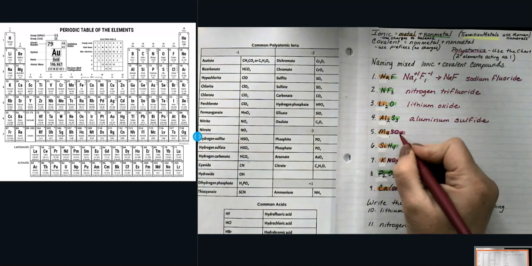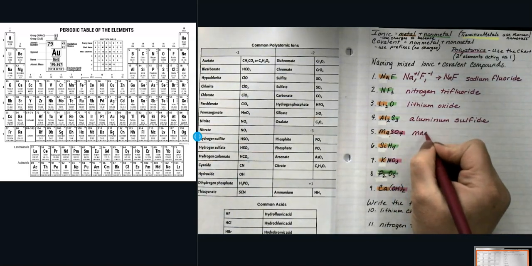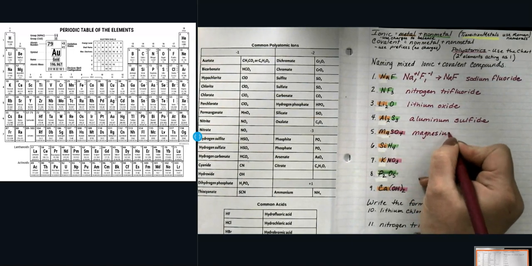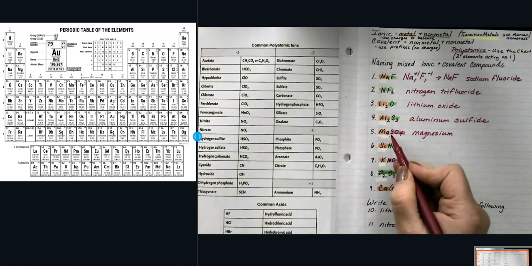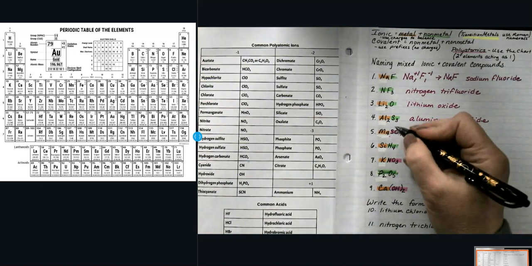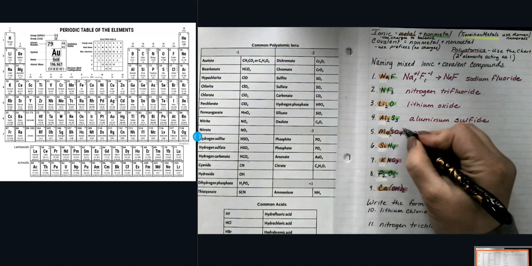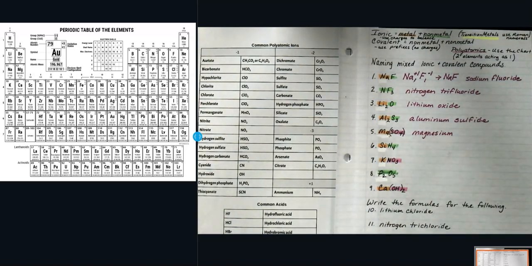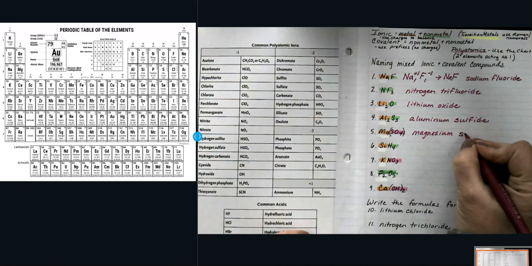Here we have magnesium. But remember, I told you to watch. If you have 2 or more capital letters together, that means that it's a polyatomic ion. So essentially, there's parentheses around this. It acts like one individual unit. So we're going to come over here and we're going to find SO4. Right here, it's sulfate.